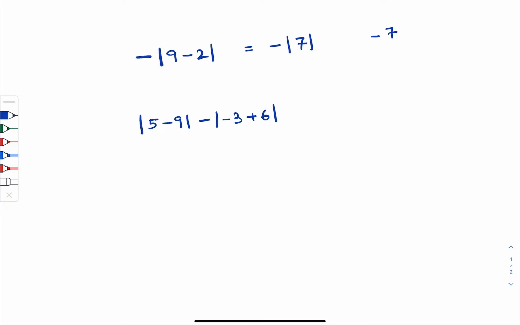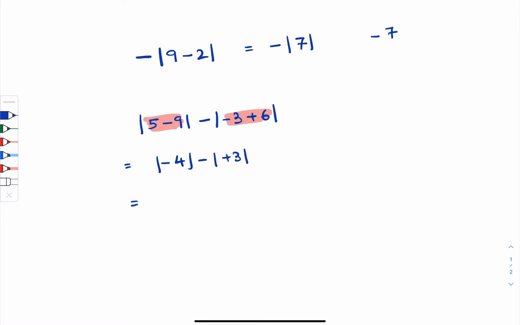First I'm going to deal with the 5 minus 9. That's going to give me negative 4 within the absolute value. Then I'm going to deal with the negative 3 plus 6, so minus of, that's going to give me positive 3. I don't have to write the positive 3, I could just keep it as 3. It's pretty customary in math that if something is positive, you don't have to put the positive sign to the left of it.